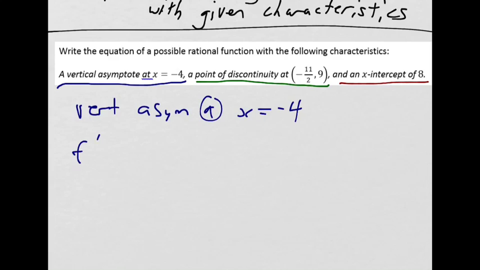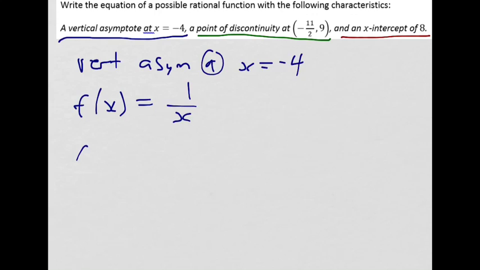So we start with just a base function, f of x equals 1/x. How could I give that base function a vertical asymptote at -4? x plus 4. Yeah, put x plus 4 in the denominator, make -4 a non-permissible value. Does that make sense? So this would become f of x equals 1/(x+4).